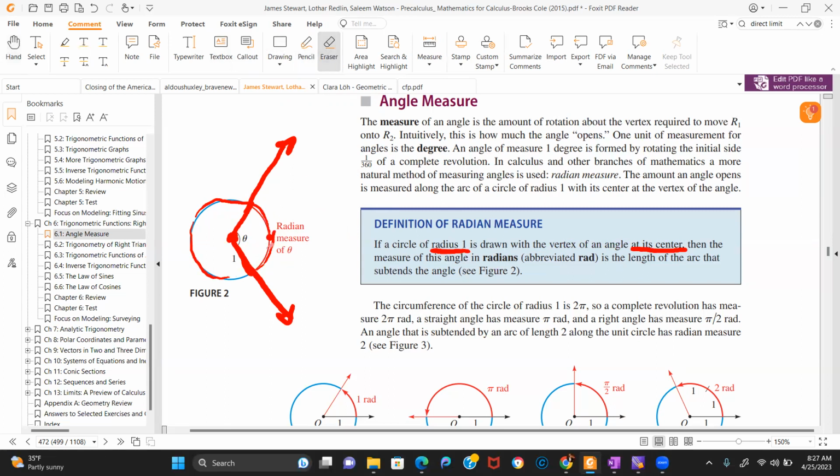Then by definition, the measure of this angle by definition is going to be this length right here. It's going to be an arc length.